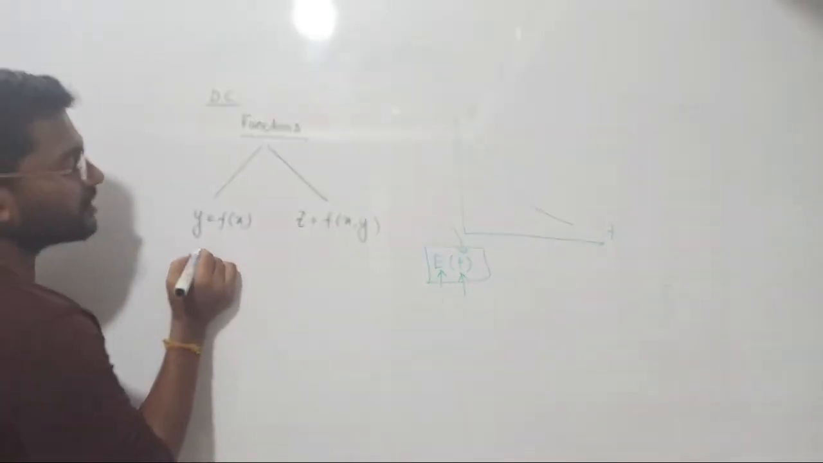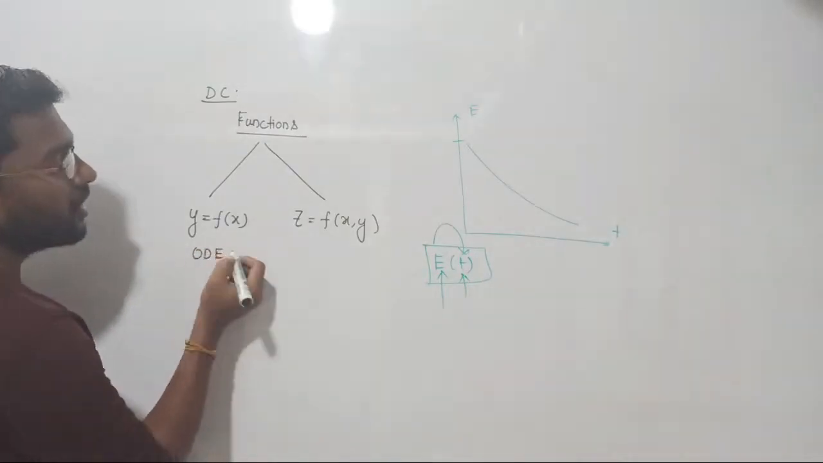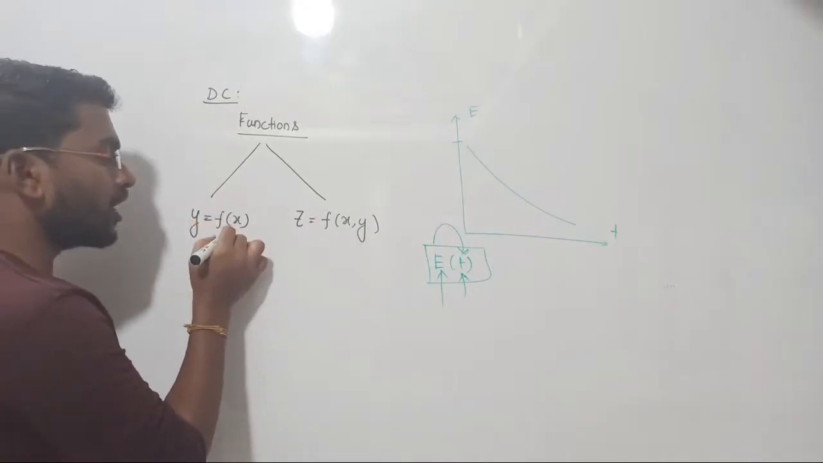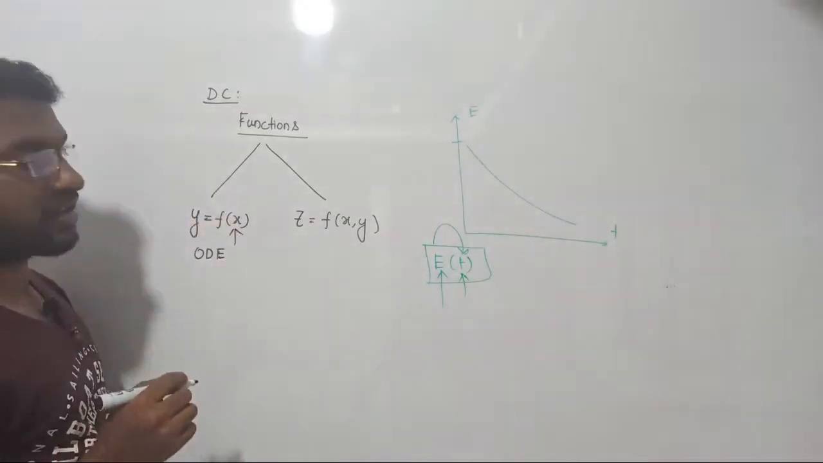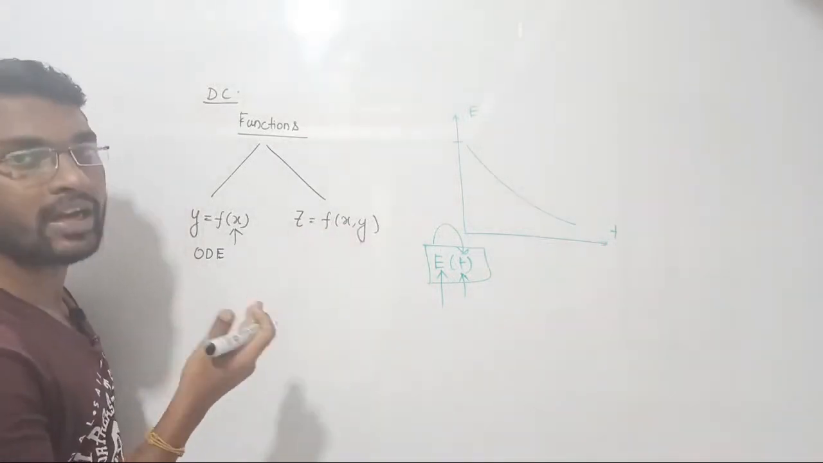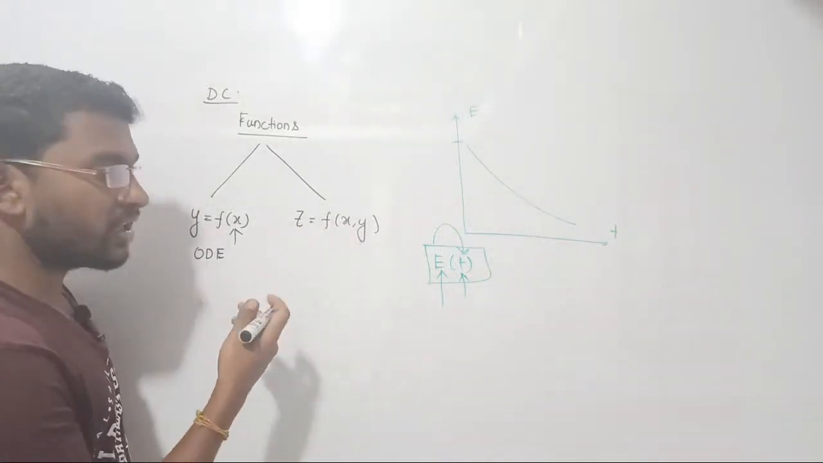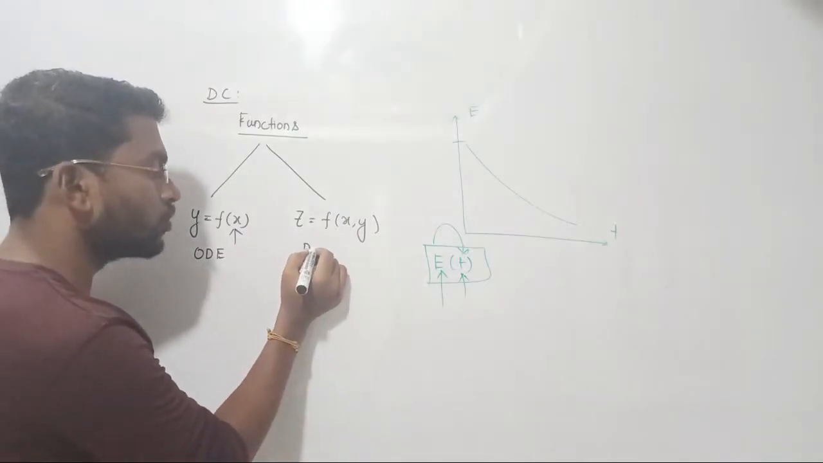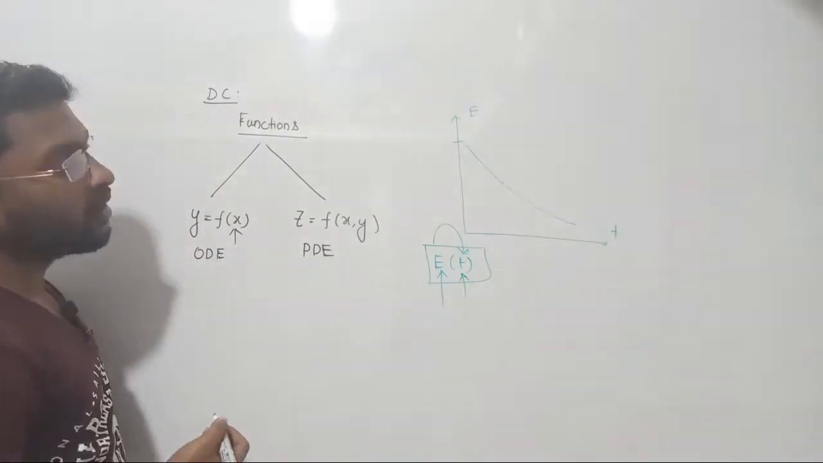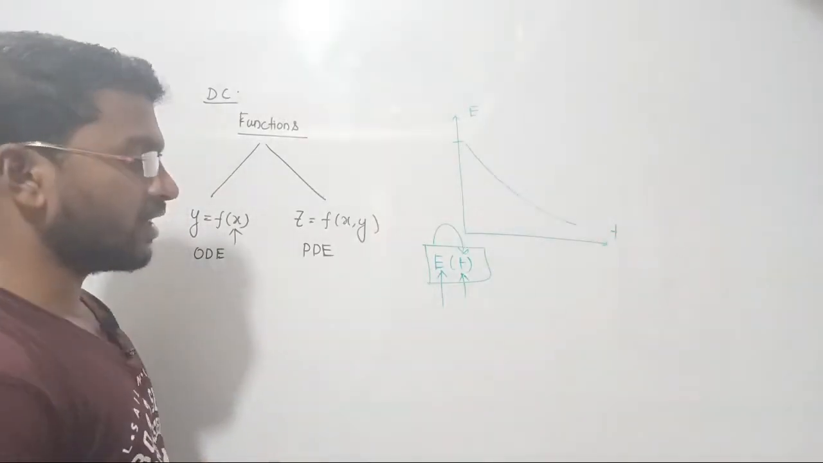In the single valued function, we are using ordinary differential equations. If your function depends on only one independent variable, that is called a single function. If your function depends on more than one independent variable, that is called a multi-dependent function. In that case, what is the conclusion? The differentiation that we are going to use is called partial differential equation. Clear? Fine.